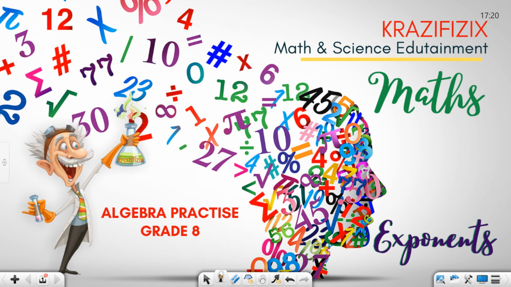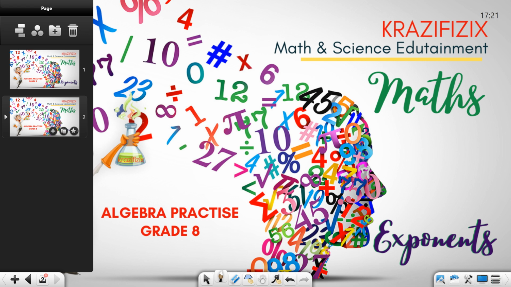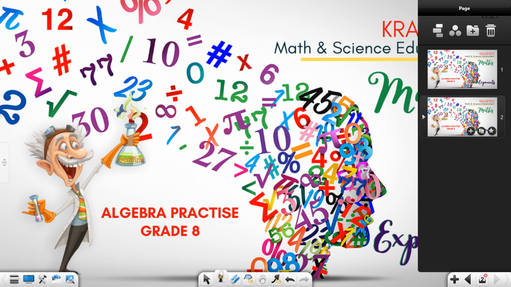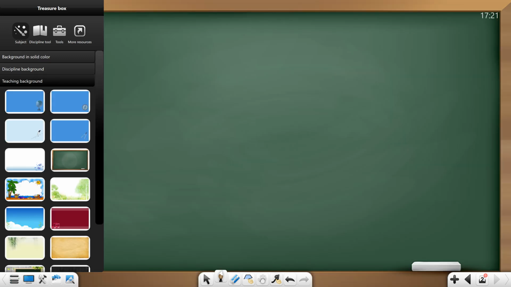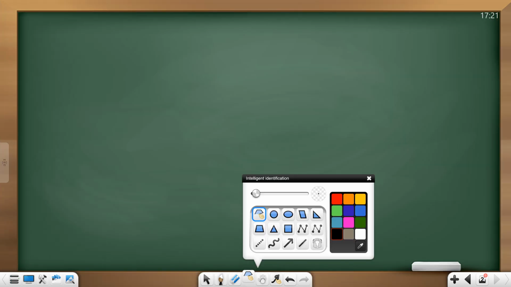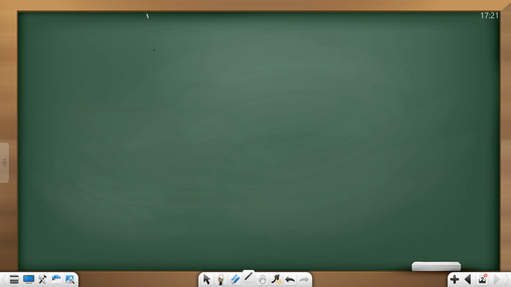Hi, grade 8. Let's take a look at a few questions on exponents. Very, very important. Now, the first thing I would like to do before I look at a few sums is to remind us of the laws of exponent. Laws of exponent. Very, very key. So I'm just going to put that here.